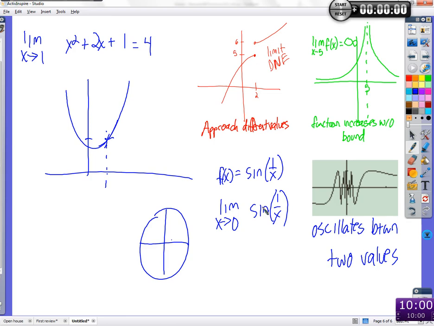They're approaching two different things. One of them is going to infinity, one's going to negative infinity, right? It's the same problem as the one next to it, number 13. The one on the left is coming up to 1, and the one on the right is coming up to negative 1.